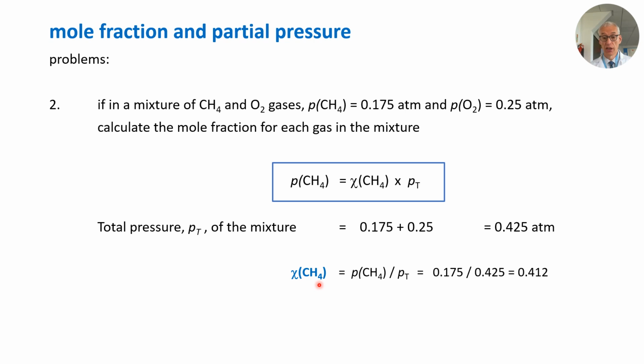The mole fraction of methane is the partial pressure of methane divided by the total pressure. So I've just rearranged this expression to give me the mole fraction as the partial pressure of methane over the total pressure. So that's 0.175 over 0.425, which comes out at 0.412. Similarly, for oxygen, 0.25 divided by 0.425 gives us our mole fraction for oxygen. You'll see that those two mole fractions sum to the value 1.